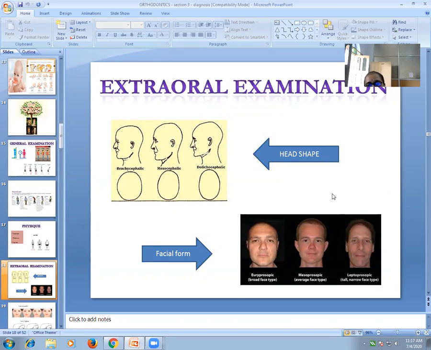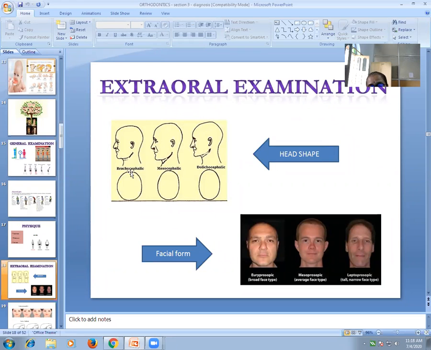First, we'll see what are the types of heads or shape of heads. There is brachycephalic, mesocephalic, and dolichocephalic. What is brachycephalic? How will you rule out that a patient is brachycephalic? There is a cephalic index. What is that index? It will measure the anterior posterior head length against the width.